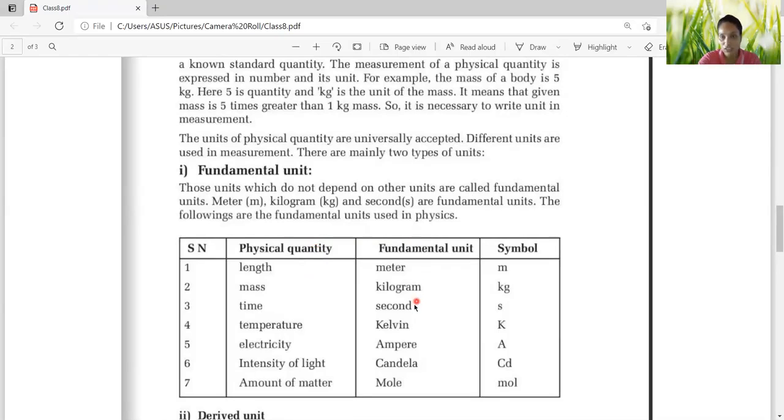And what are their units? Length, meter; mass, kilogram; time, second; temperature, Kelvin. We measure temperature in Fahrenheit or Celsius, but the fundamental unit is Kelvin. Electric current, ampere. Intensity of light, candela. Amount of matter, mole. You must have learned mole in chemistry. And these are all the symbols.